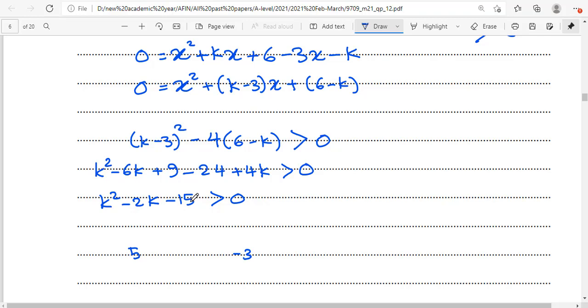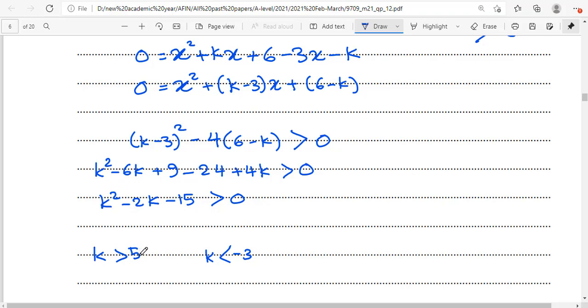So since we want this side to be greater than 0, then k is greater than 5 and k is less than negative 3. So we go outside of this range. This is how you solve quadratic inequalities. If you want the quadratic expression to be greater than 0, we go outside the two numbers we get.